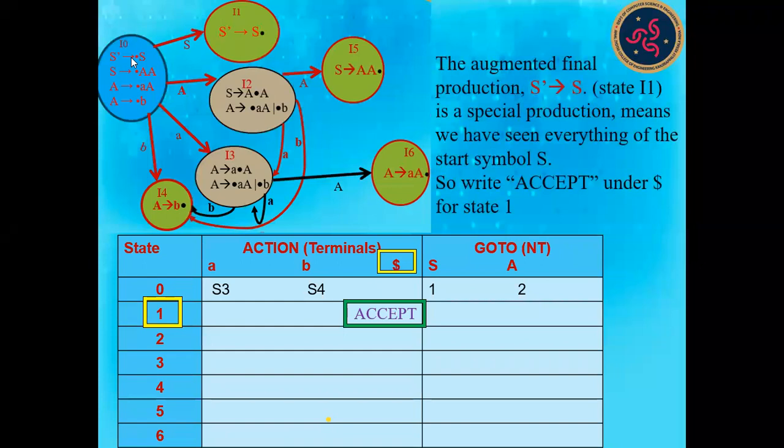So here we have the augmented final production, S prime gives S, at state I1. So this is a special production, and this means that we have seen everything of the start symbol S. So we need to write only accept under the dollar symbol for the state 1. So here a string will be accepted once we have reached this particular state I1, and if our input symbol is dollar. Then only we will accept a string.